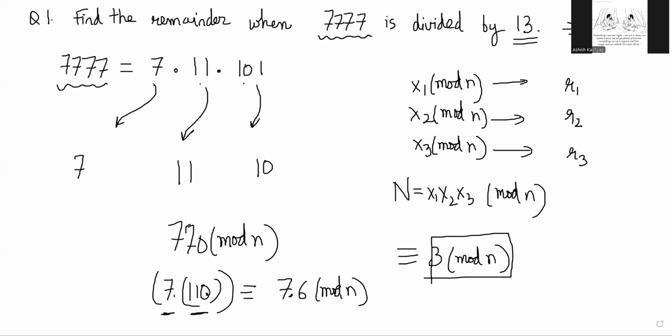And that is how you do it. Basically, we are splitting any number into its components, and each component's mod n we can find and then multiply those remainders. Right. Is it clear? Yes. Okay.